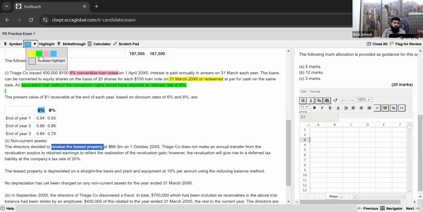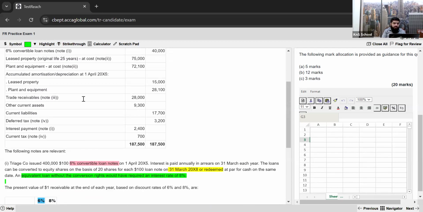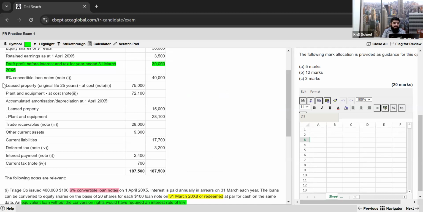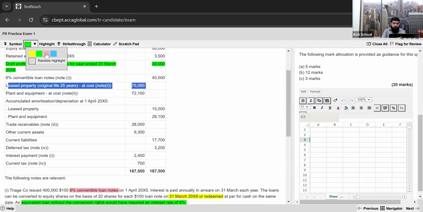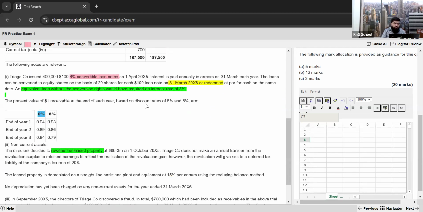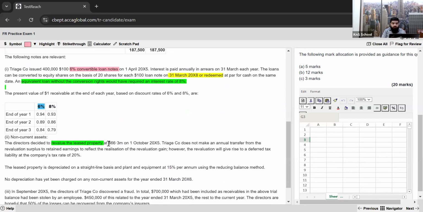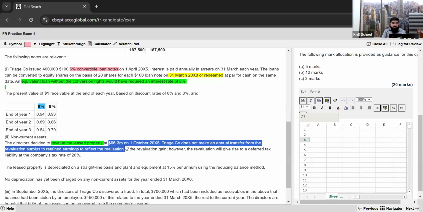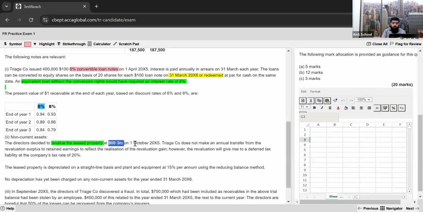Now, let's quickly go back to the trial balance. Do we have property? Yes, here we go. The leased property had an original life of 25 years and the cost was $75,000. Now, let's continue the adjustment. It means it was revalued at $66.3 million on 1st October 2005.